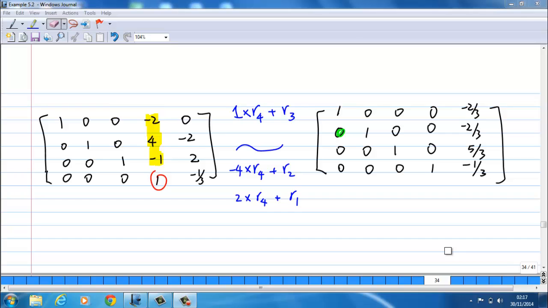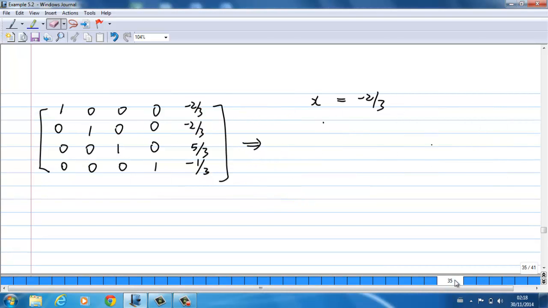This final reduced row echelon form tells us the solution. The first row tells us x equals minus 2/3. The second row tells us y equals minus 2/3. The third row tells us z equals 5/3. The fourth row tells us w equals minus 1/3.